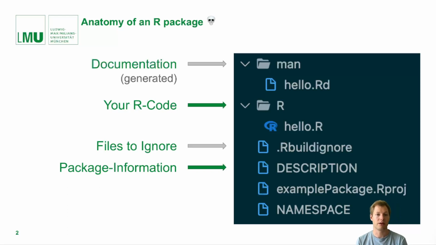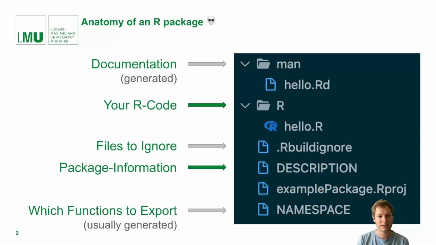Then we have the man folder, which is short for manual. And this has all the documentation for your package. This is auto-generated usually, as we've talked about in the previous videos, or especially in the in-person session. It is automatically generated by Roxygen, so you don't have to write anything here yourself. You just annotate the functions correctly in your R file, and then by running devtools::document, this will all be generated.